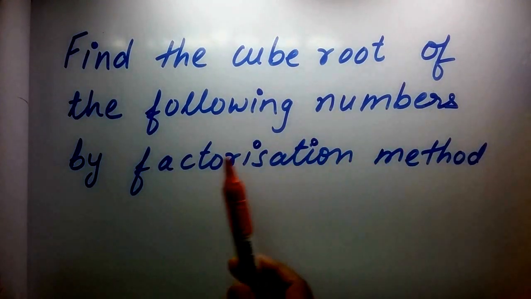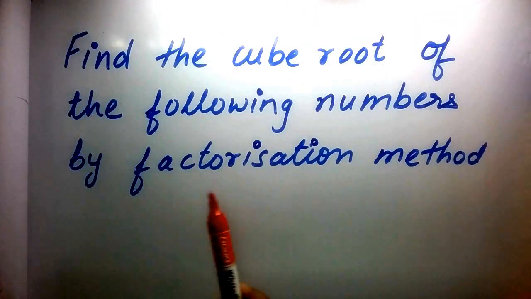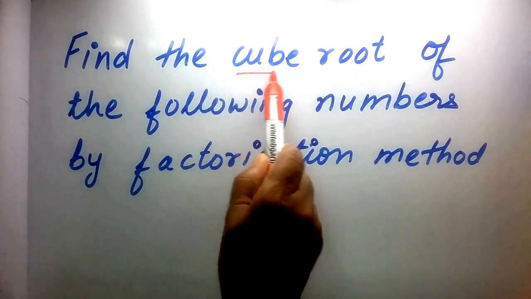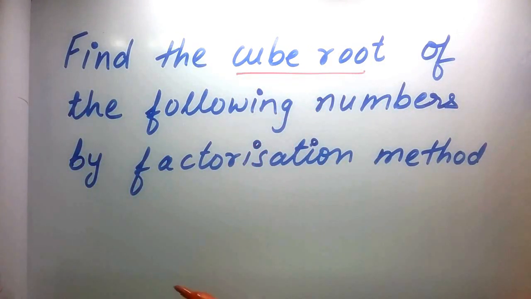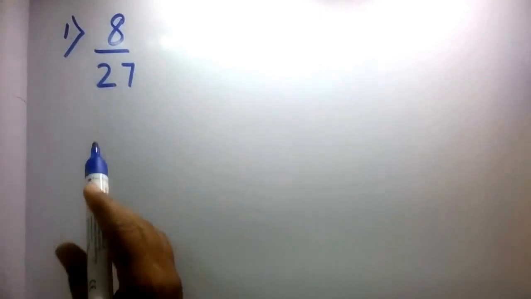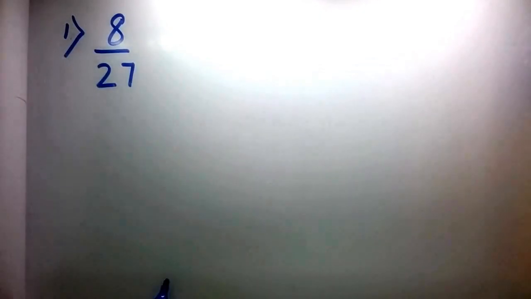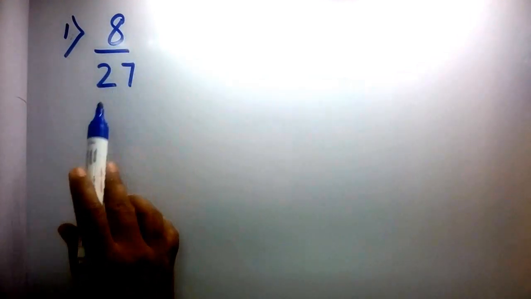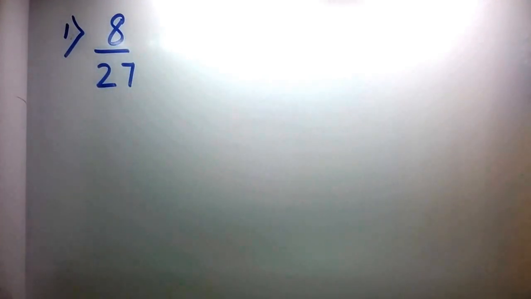Find the cube root of the following numbers by factorization method. So now you have to find out the cube root of the number which is given here. The first question is 8 upon 27. This is in the form of a rational number. So separately you can find out the cube root of each number or factorize both of them.